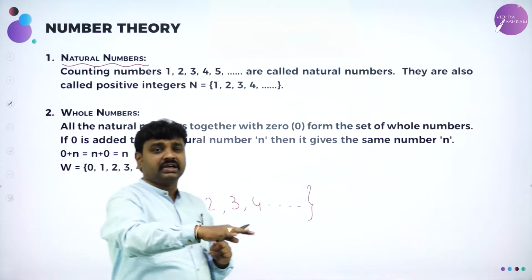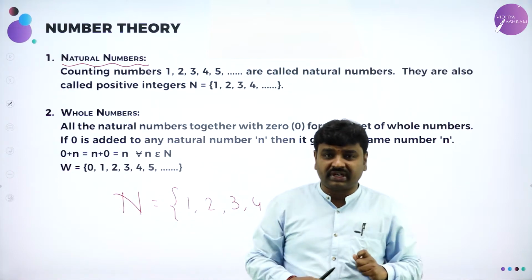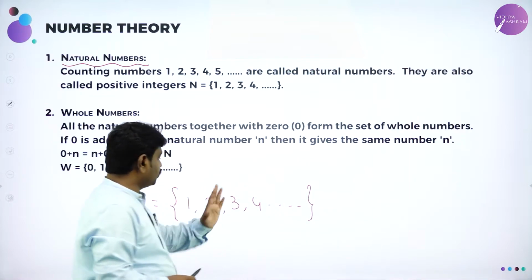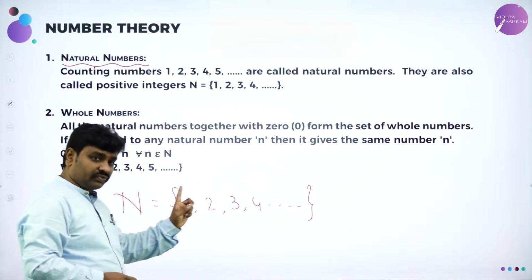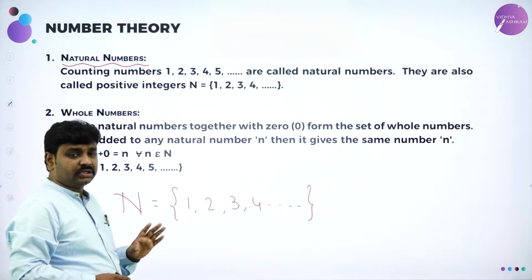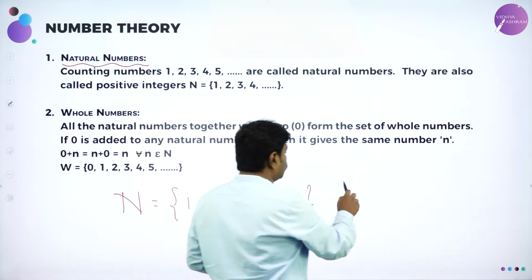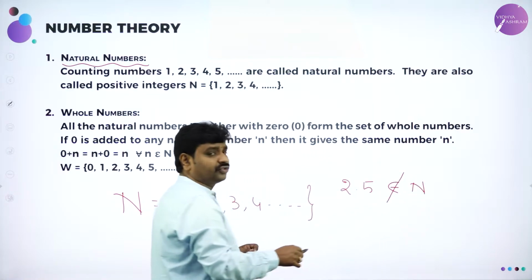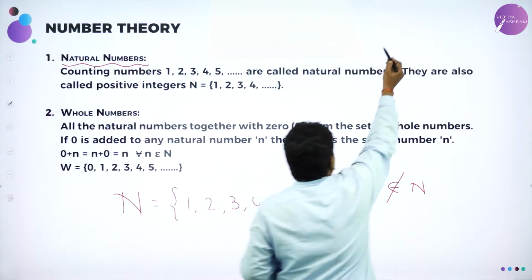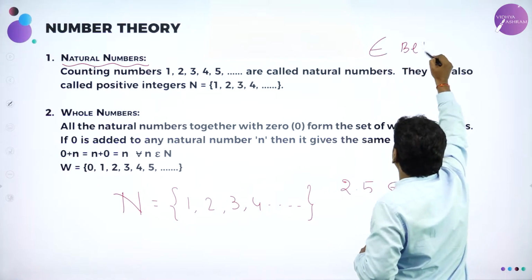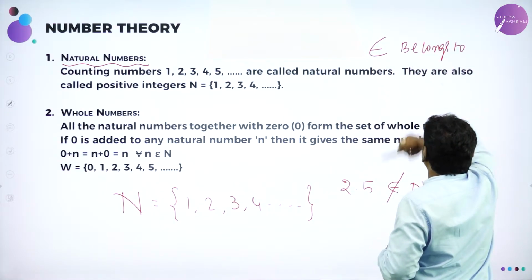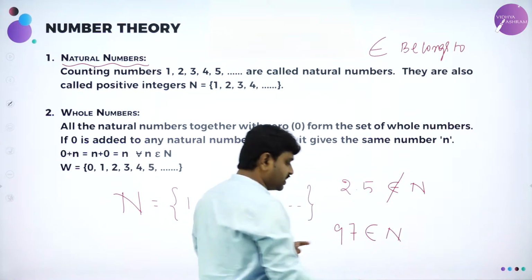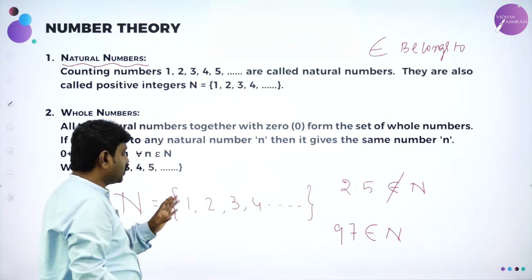If I ask you to count the strength of the class, so 1, 2, 3, like that you will go on numbering. So 1, 2, 3, counting numbers. Natural numbers start from 1. They are all positive numbers. And if I ask you whether 2.5 belongs to natural numbers, no, it does not belong. How to read this symbol? This symbol is read as belongs to. So if I ask, does 97 belong to natural numbers? Yes. So all the counting numbers.